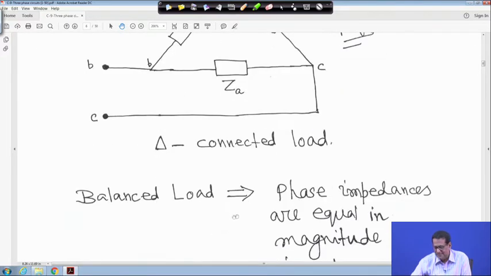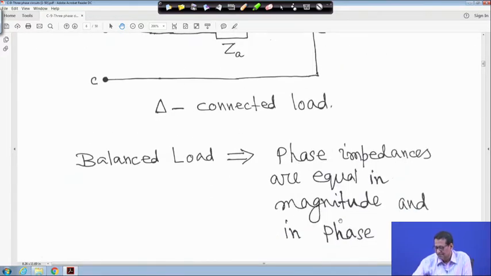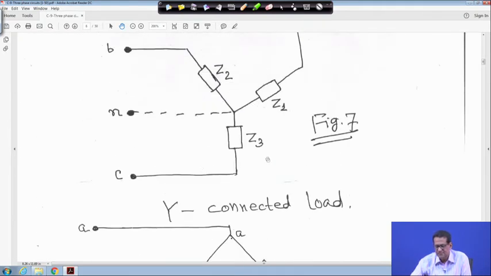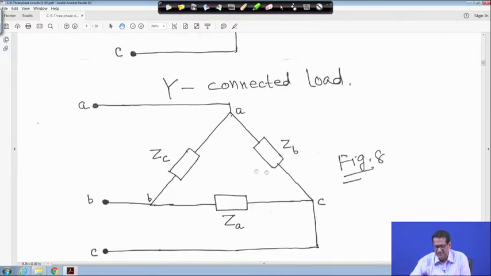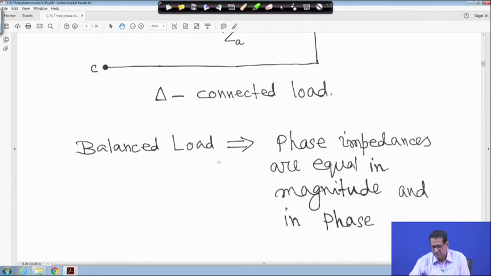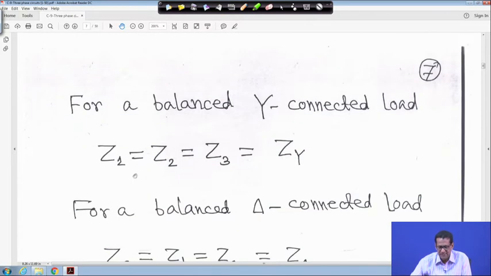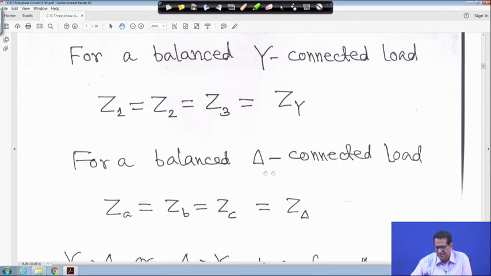Now for a balanced load, phase impedances are equal in magnitude and in phase. That means Z1, Z2, Z3 will all have the same magnitude and the same angle. Then it is balanced. So for a balanced star connected load, Z1 is equal to Z2 is equal to Z3 is equal to ZY, that is Z star. For a balanced delta connected load, ZA is equal to ZB is equal to ZC is equal to Z delta. We will consider only balanced loads.